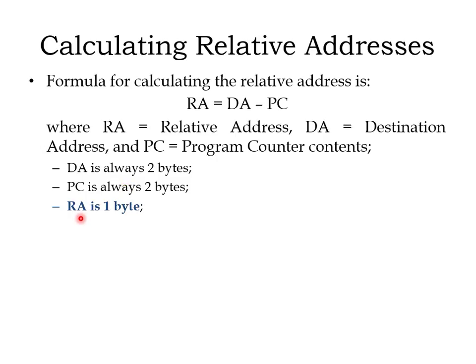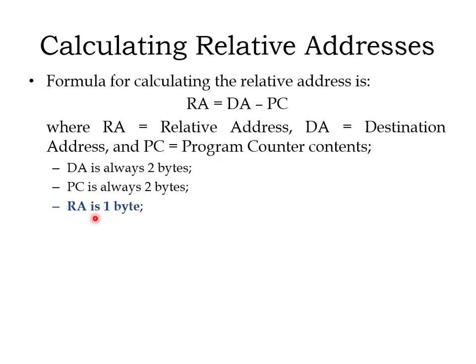Now, how is it possible that all the addresses are 2 byte, but the relative address is 1 byte? What is the reason behind it? The reason is the relative address is not an actual address. It's not a real address. It is an address actually calculated artificially. That's why it's actually 1 byte. It doesn't have to be 2 byte because it's not like the real address we have in memory locations.